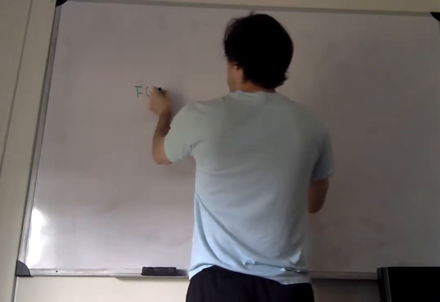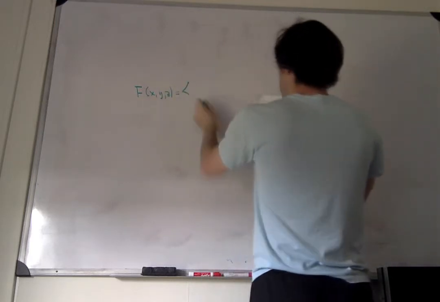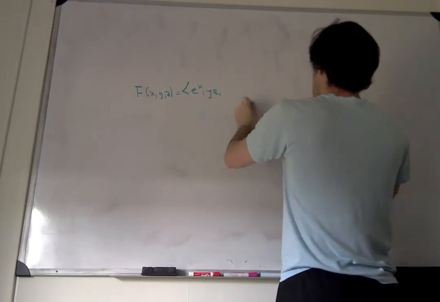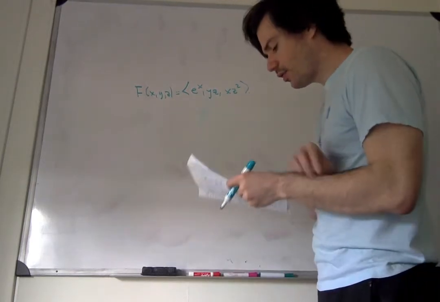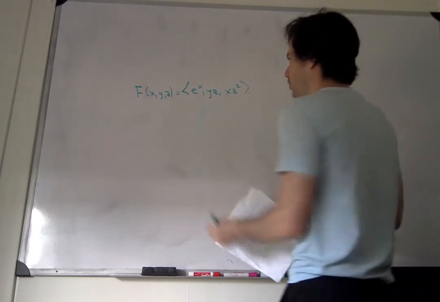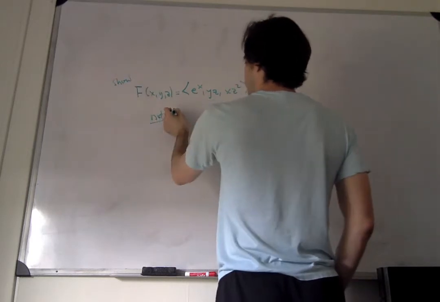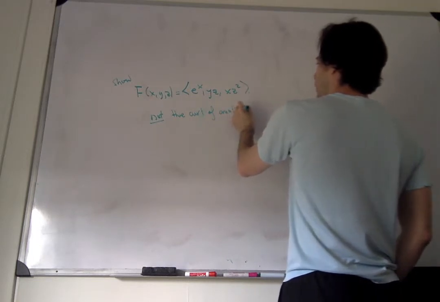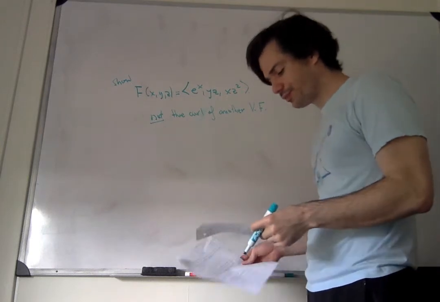Okay, so you have f(x, y, z) equals e to the x y z x z squared. Okay, so we want to show that this is not the curl of another vector field, right? So, show f is not the curl of another vector field. Okay, so this is very easy.